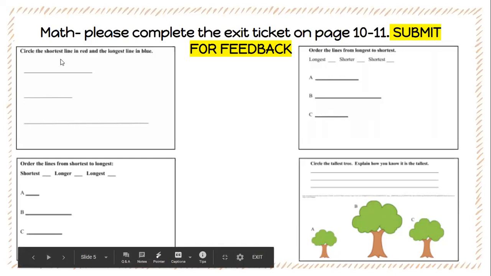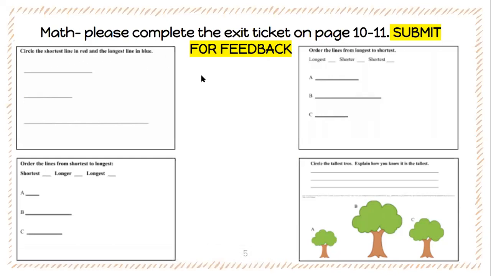So up here it says circle the shortest line in red and the longest line in blue. So you can go ahead and do that. If you don't have a red or blue, then you need to pick 2 different colors and tell us what colors you're using. For example, say you have orange and yellow. So you'd have to say that the orange shows the shortest and yellow shows the longest.